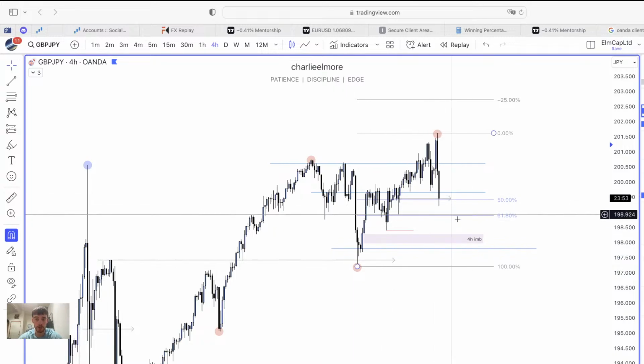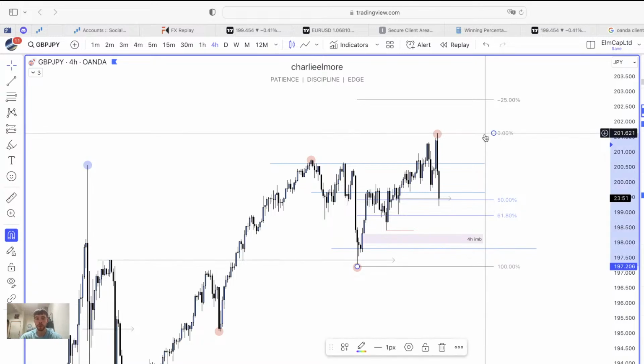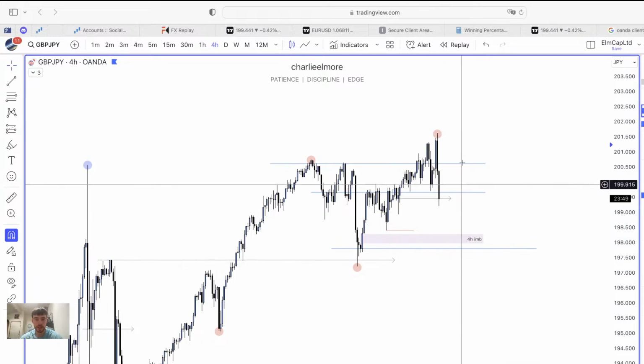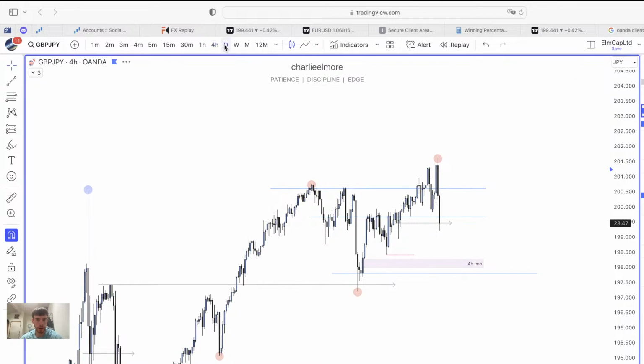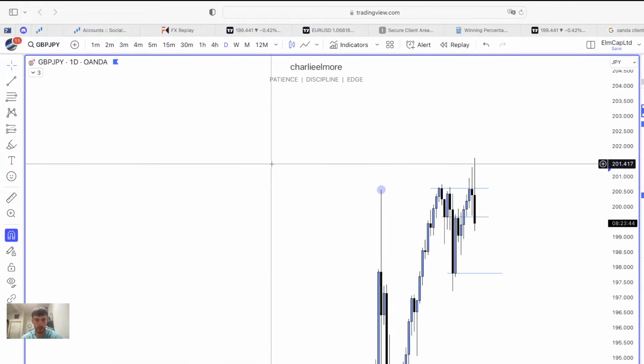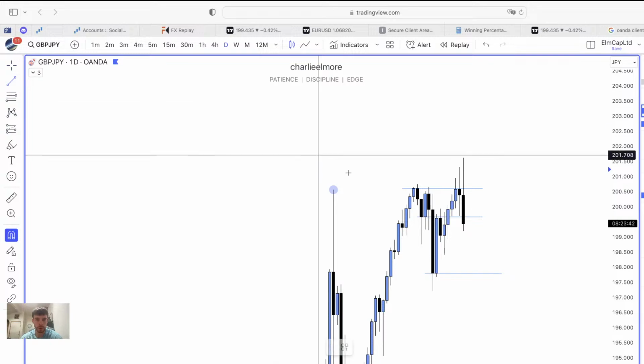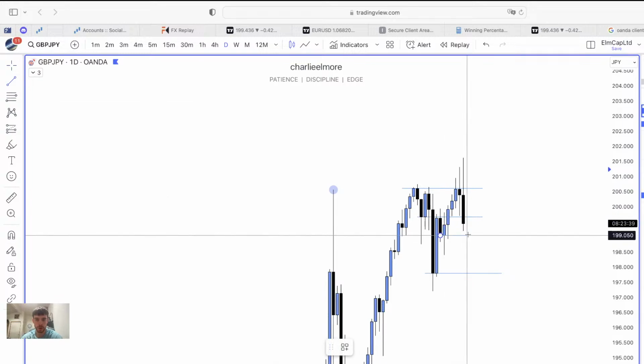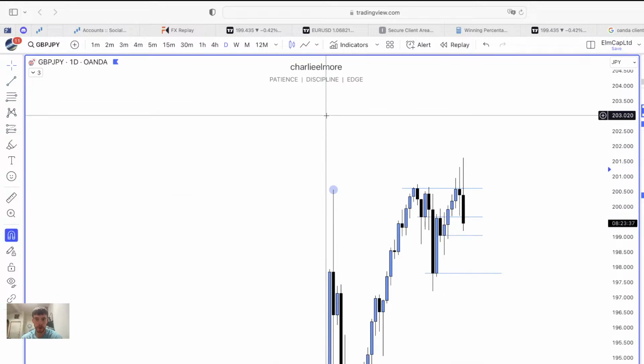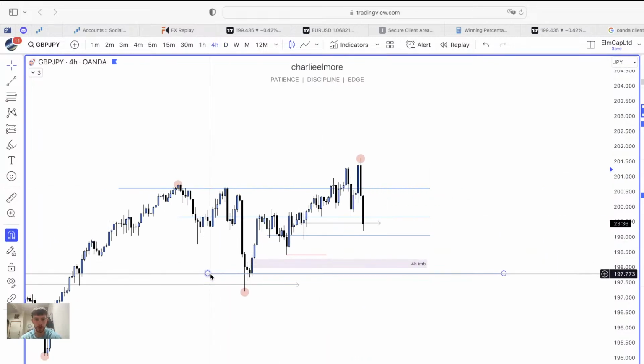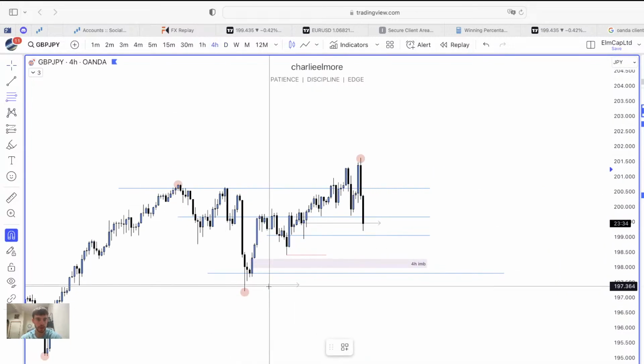So we could actually reverse from here. I'm not going to get involved in it though. I'm just going to see how this plays out. We've got that as well, which price could come and retest. So those two bodies right there, which would also align within a discount of that bullish leg.